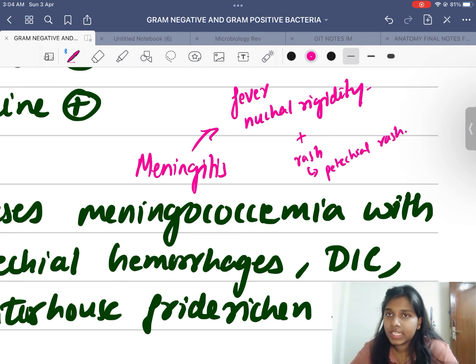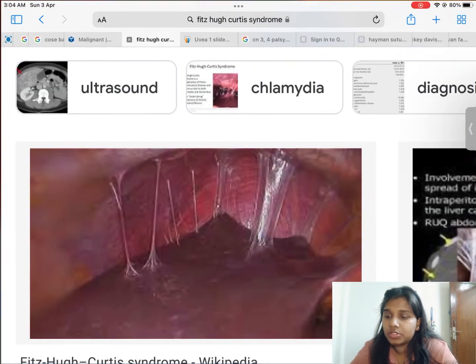See, you know meningitis can be because of bacteria, it can be because of virus, it can be because of fungus, it can be because of TB. Okay, and one of the bacteria can also be Neisseria meningitidis. Only if it is Neisseria meningitidis, that will be the only case in which they'll give you fever, nuchal rigidity and petechial rash. Okay, so I will show you an image.